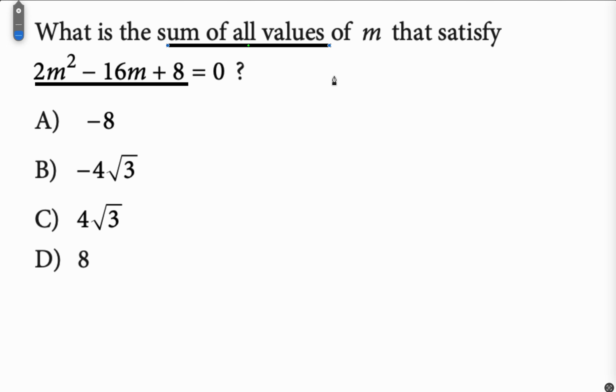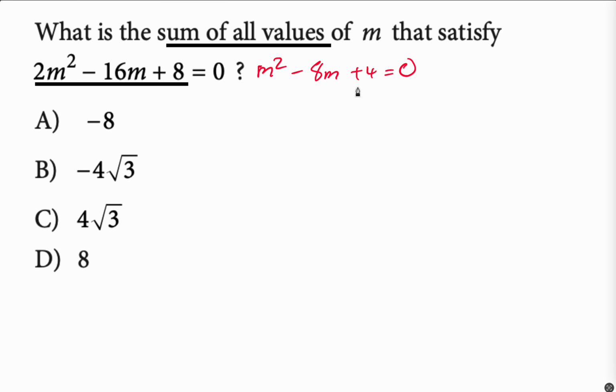When looking at this question, we notice that all these numbers are even, so we can simplify this a little bit. So let's simplify this. We divide everything by 2, so you have m squared minus 8m plus 4 equals 0. That's how we simplify this, right? So this is the equation. By looking at this, there's no easy way to factor it.